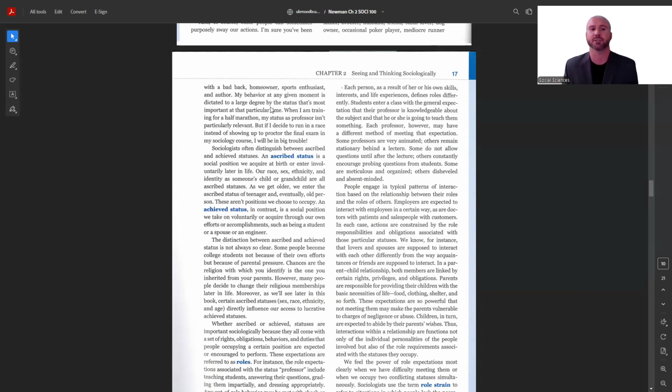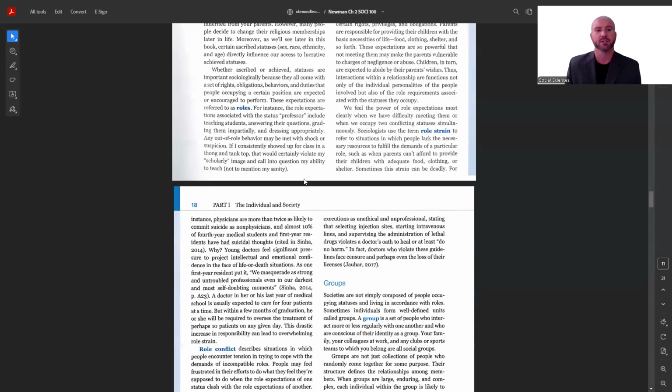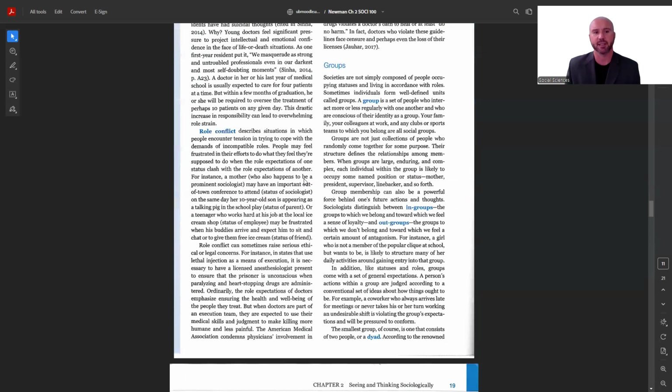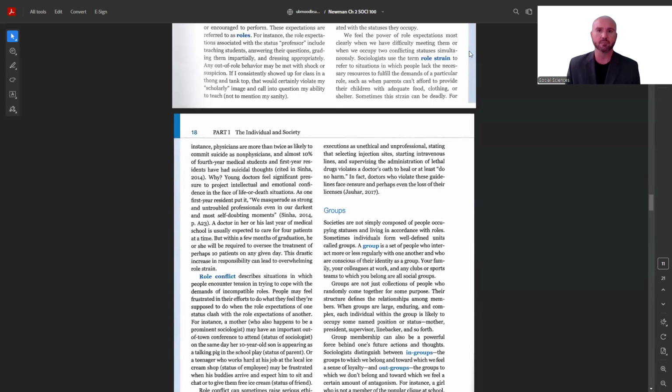Let me give you one more just on the topic of roles. So roles are kind of interesting in what they can explain. And there are two key concepts, role strain and role conflict. These help us to explain, for example, sources of psychological stress.